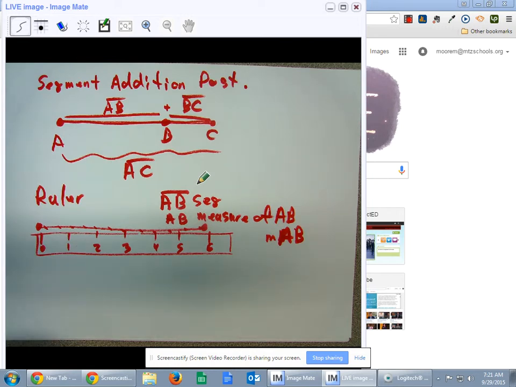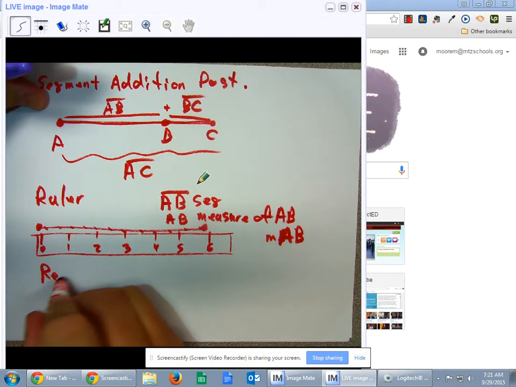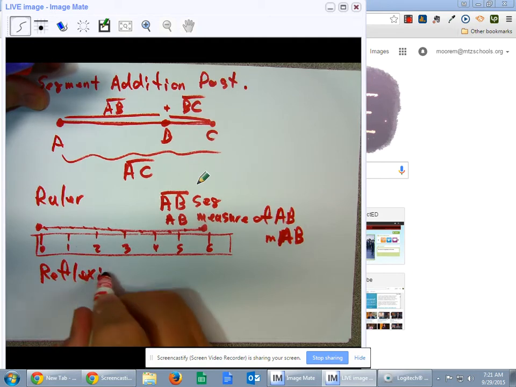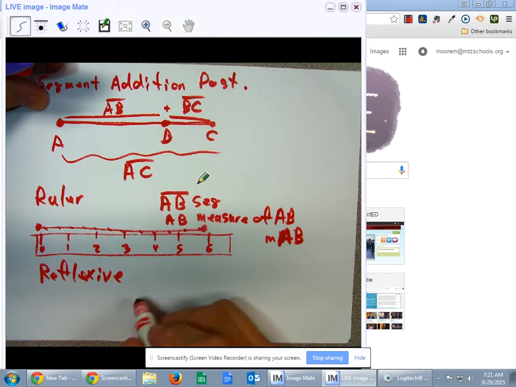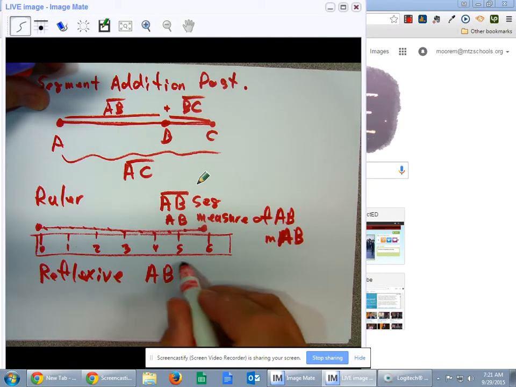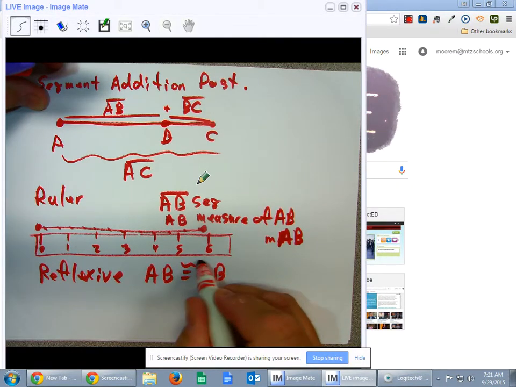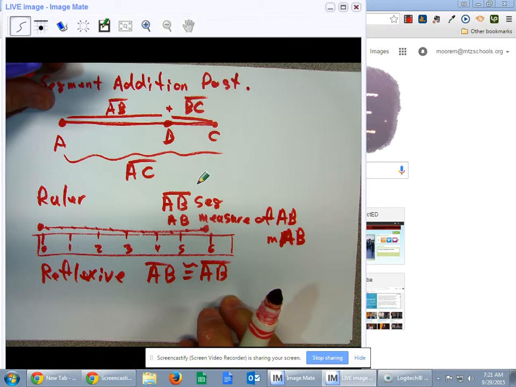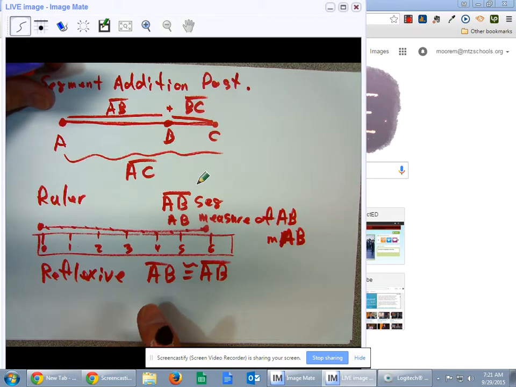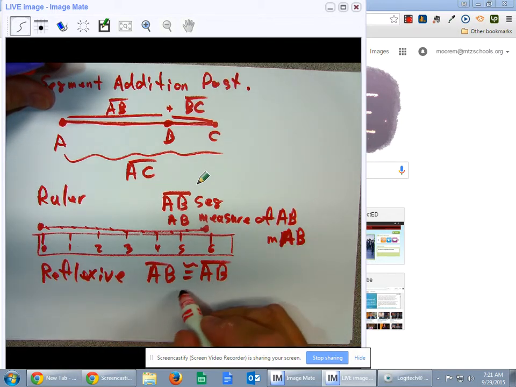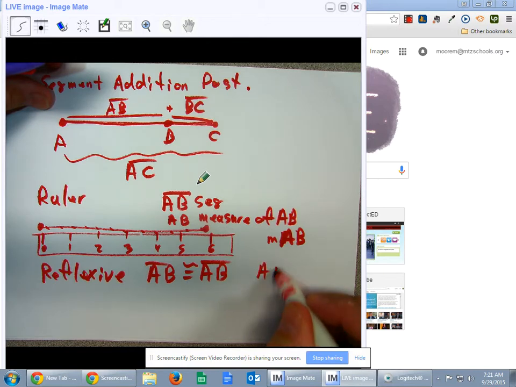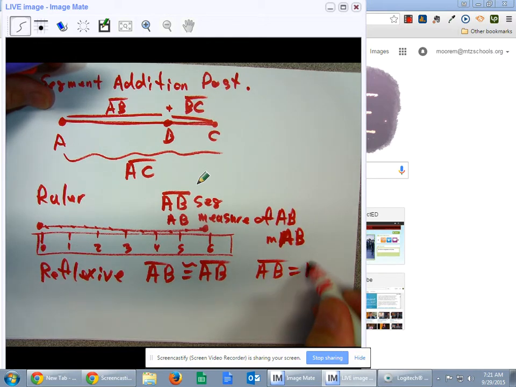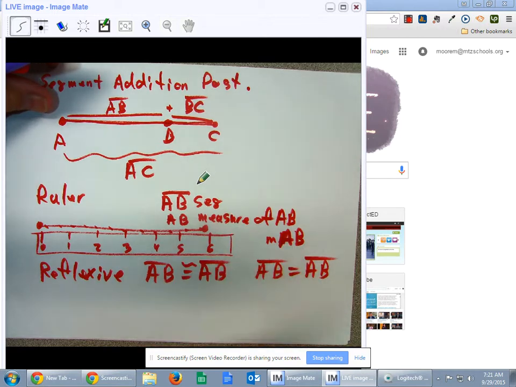Now, we also have some other properties. We have reflexive. Reflexive says that AB is congruent to itself. This does make sense because every point in A is actually every point in B. It's not just a matter of them being congruent. They are also indeed equal. In fact, it's the only time you can say that two segments are actually equal, not just their measurements, but the segments themselves.